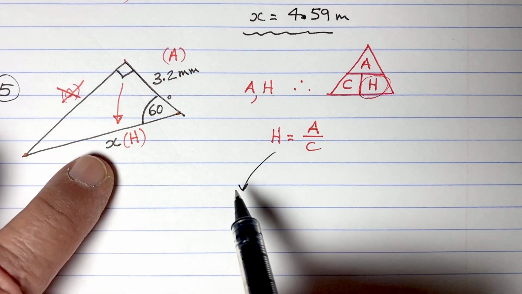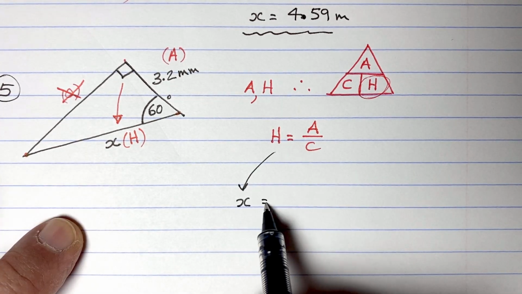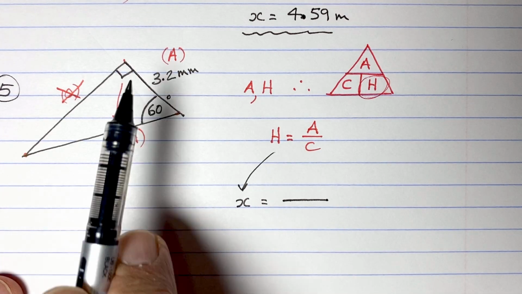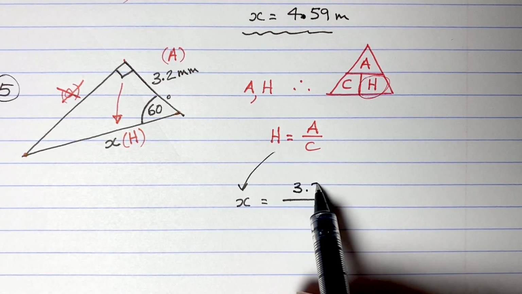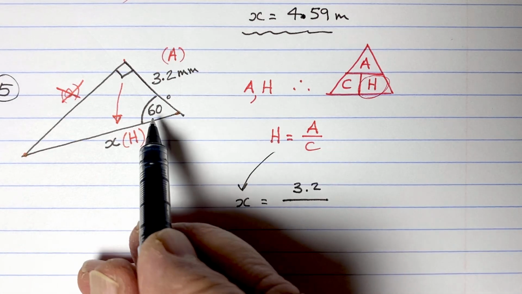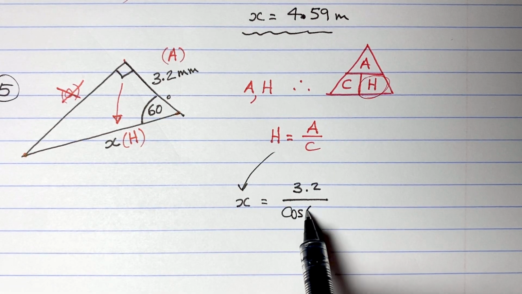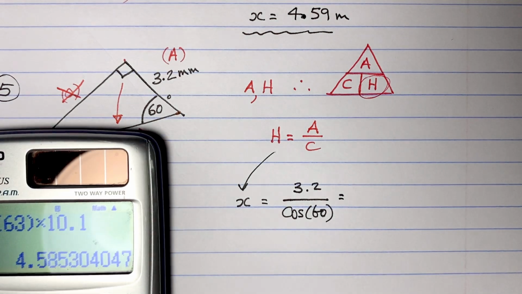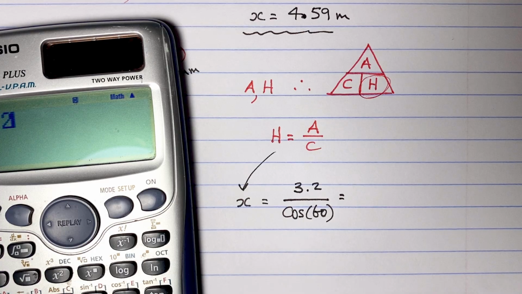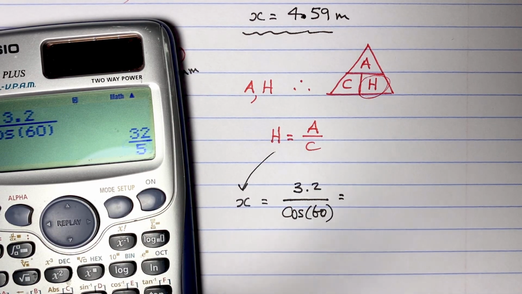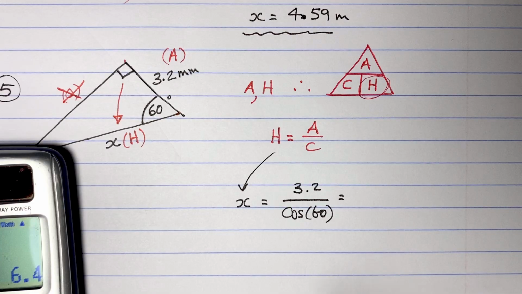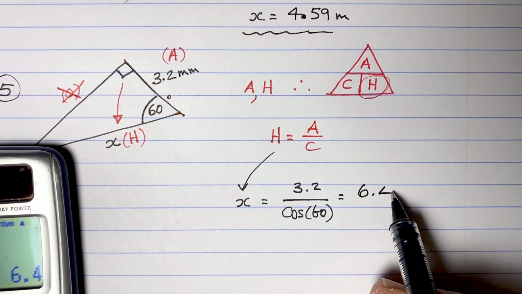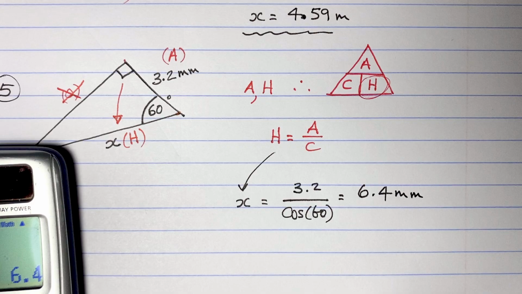All you have to do now, substitute. H is known or labeled as X. A, 3.2. And C is the cos of the angle. C for cos, angle 60. All you have to do, enter that in the calculator. 3.2 over cos 60. That gives me 6.4. And the unit is millimeters.